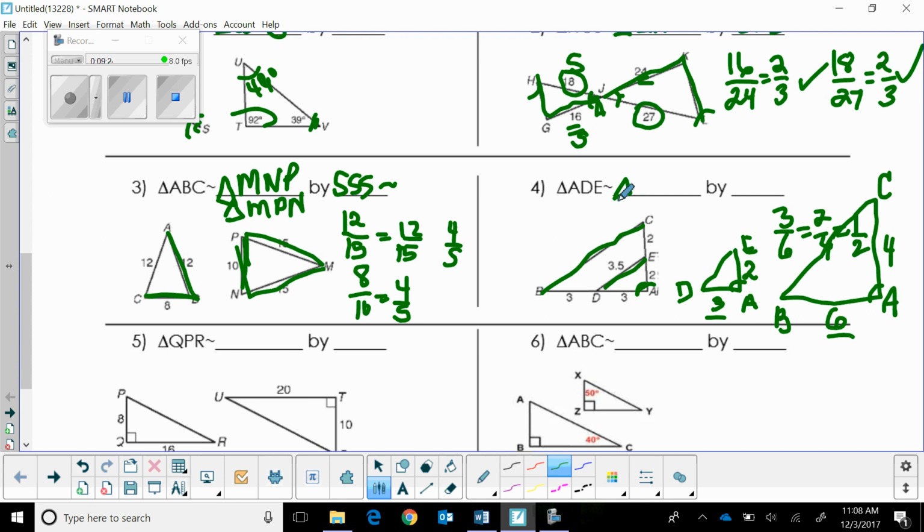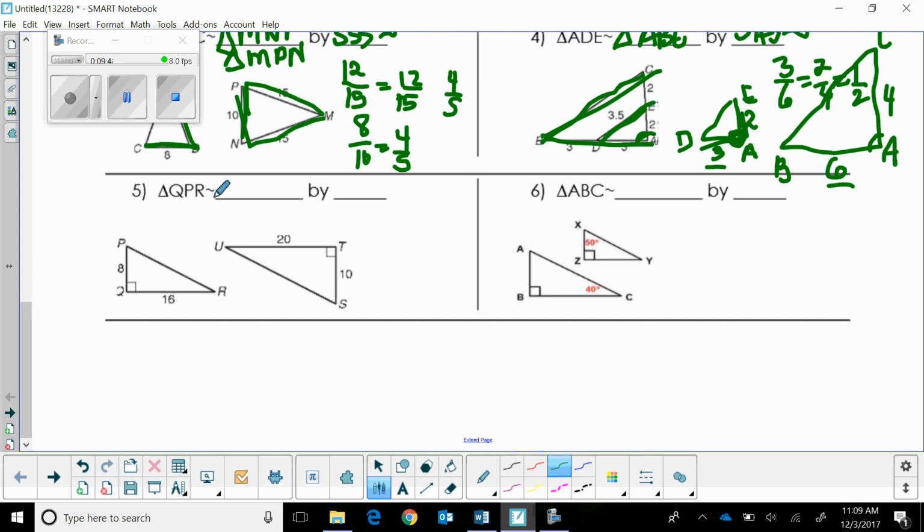So let's see. Triangle ADE is similar to ABC by what pieces of information? Which similarity statement is it? It's side, included angle, side. So side, angle, side, similarity ratio. Okay, let's try this next one.